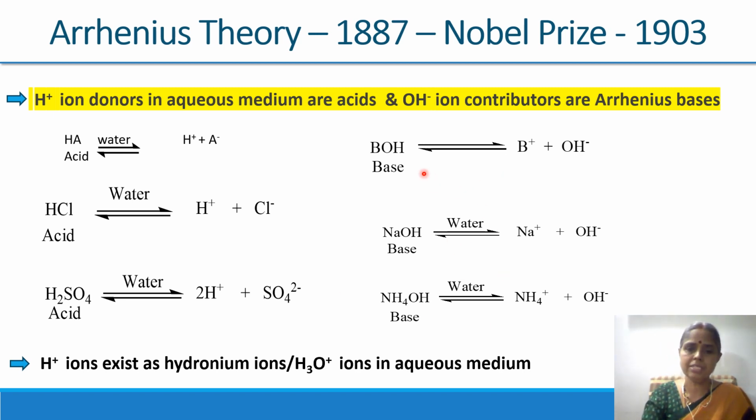If you look at the base, according to Arrhenius theory, OH minus ion contributors are bases. So, BOH is the base which releases OH minus ions in aqueous medium. If you take NaOH, NaOH in water releases Na plus ions and OH minus ions. Similarly, NH4OH releases NH4 plus ions and OH minus ions, and hence NaOH and NH4OH are considered as bases. But H plus ions exist as hydronium ions or H3O plus ions in aqueous media.